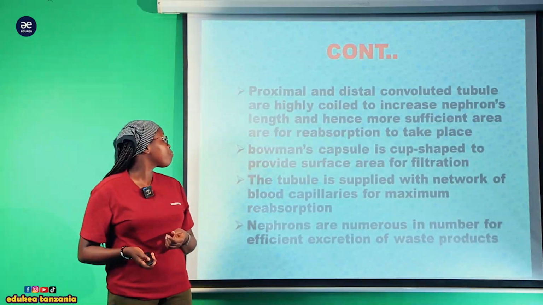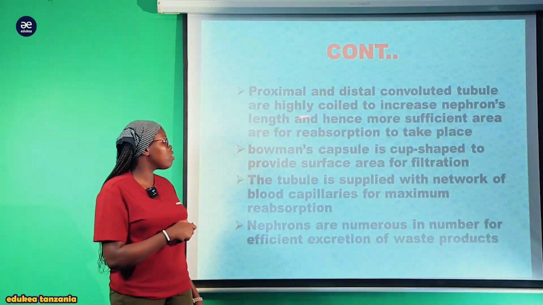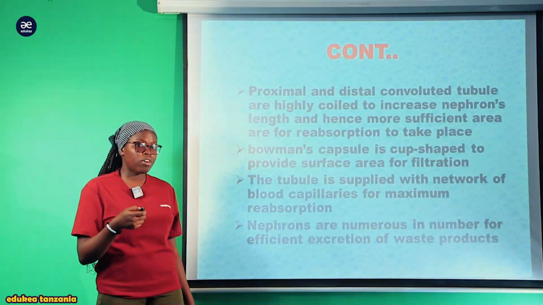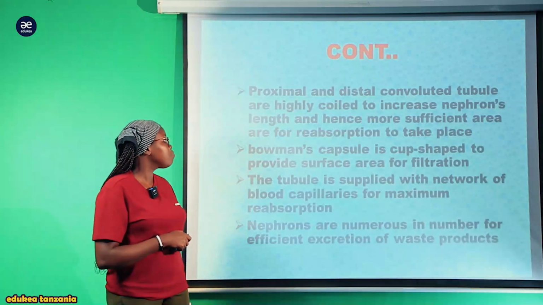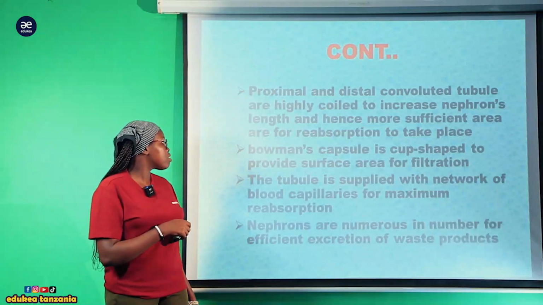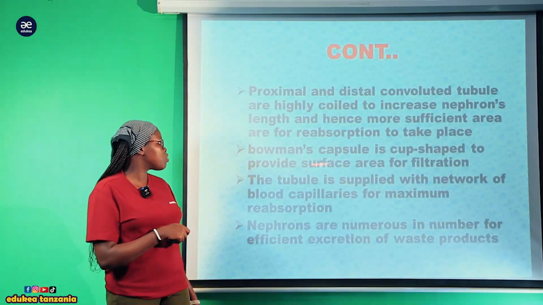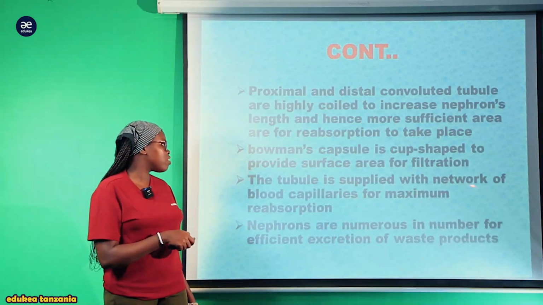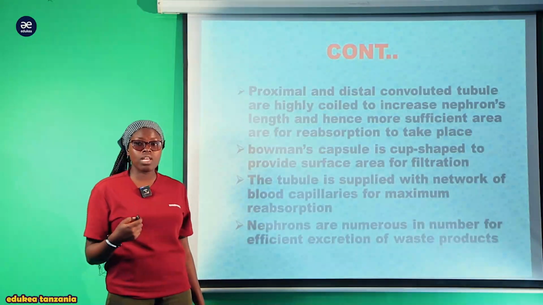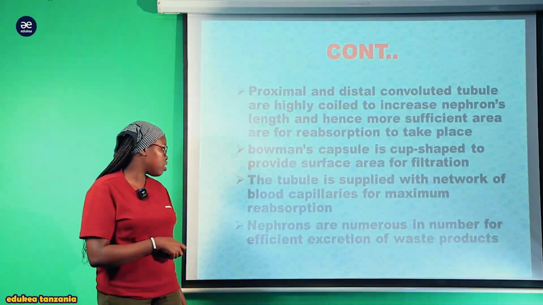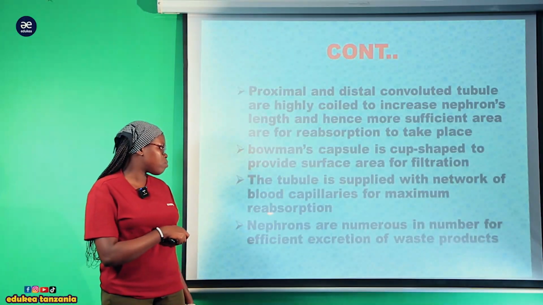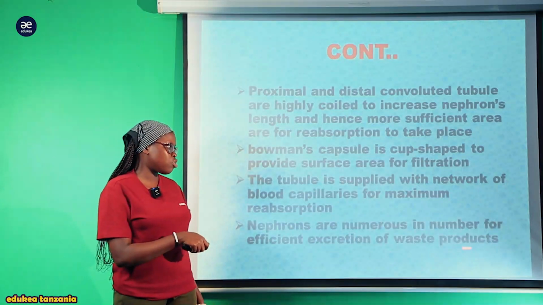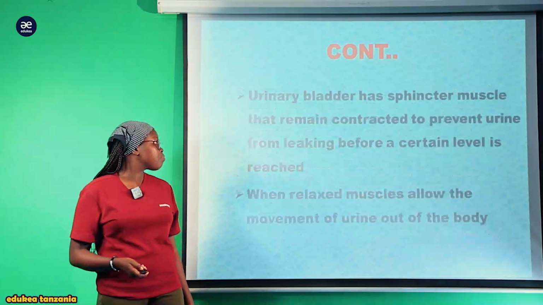urinary system. Also proximal and distal convoluted tubuli are highly coiled so as to increase the surface area for reabsorption. Also the Bowman's capsule is cup-shaped to provide surface area for filtration. Vile vile the tubuli is supplied with network of blood capillary kwa ajili ya kuweza kuprovide oxygen na nutrient, na vile vile kuweza kumaximize reabsorption. Na vile vile nephron are numerous in number for efficient excretion of waste product.